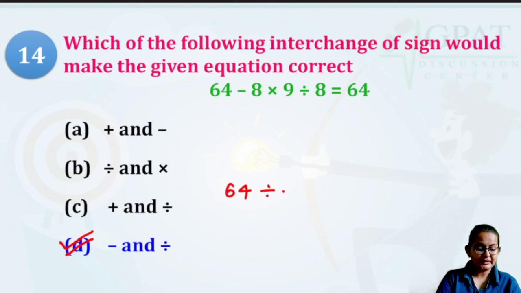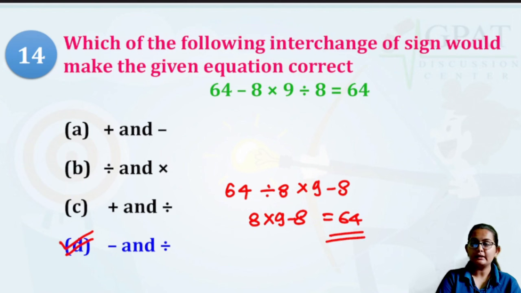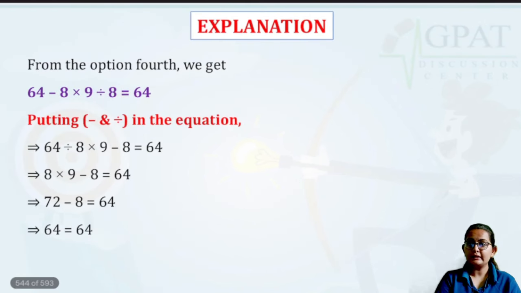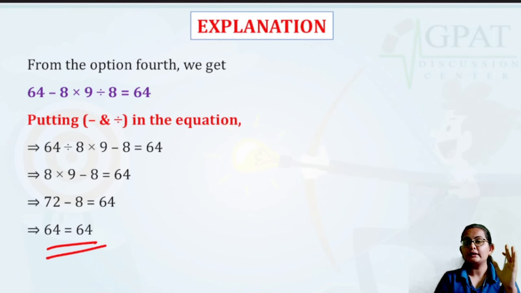That means minus will become divide, and 64. When you solve it, you will get 64 as the correct answer. Okay. So this is the correct answer. 72 minus 8, 64 is to 64. Left hand side is equal to right hand side.